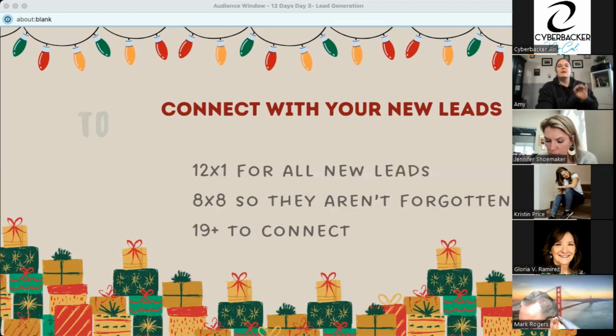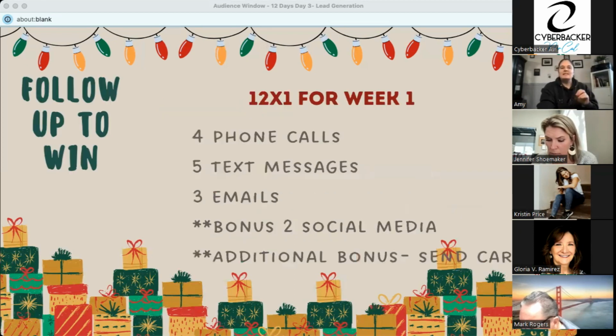Okay, so let's dive deeper into each of these. The 12 to connect, 12 by 1 for week 1, or for 1 week. We're going to exercise all of these. It's going to consist of 4 phone calls, 5 text messages, and 3 emails. Bonus touches, right? Because every time I talk about something, it's always the minimum. It's like a 12 plus by 1.